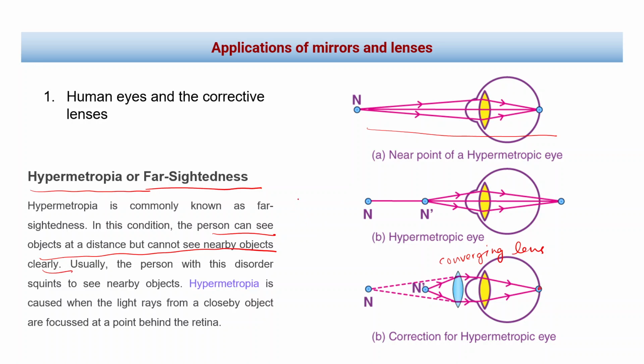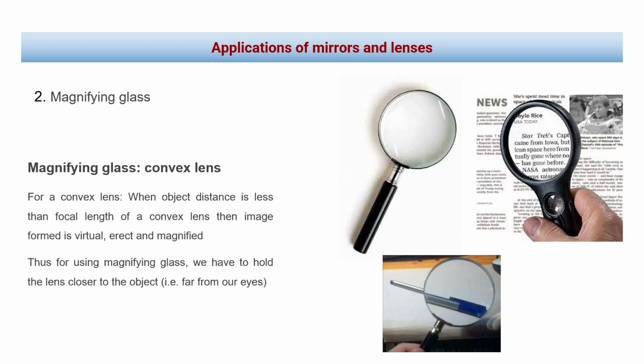So these are one case of applications. The second application is as in magnifying glass. As you can see here, we use magnifying glass to magnify anything that we want to see. Usually the glass we use for it is convex lens. For a convex lens, when object distance is less than focal length, we know when our object is kept at a distance less than focal length, then the image formed is virtual, erect and magnified.